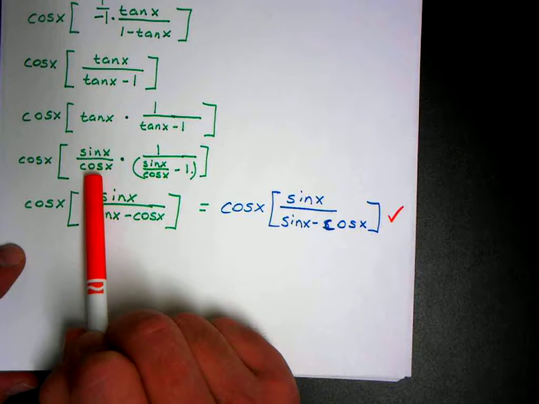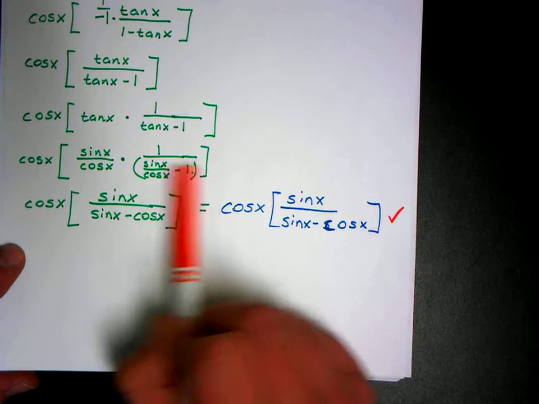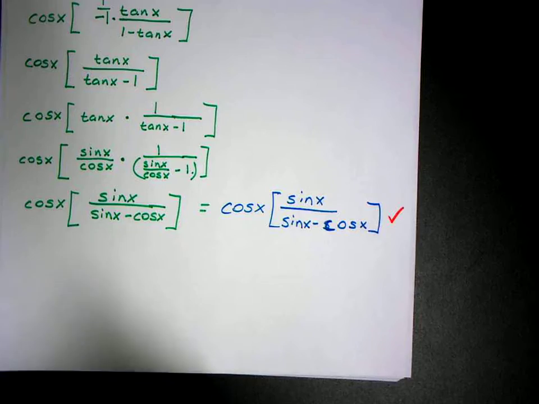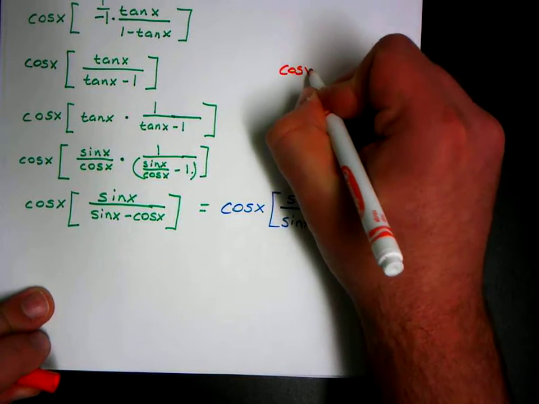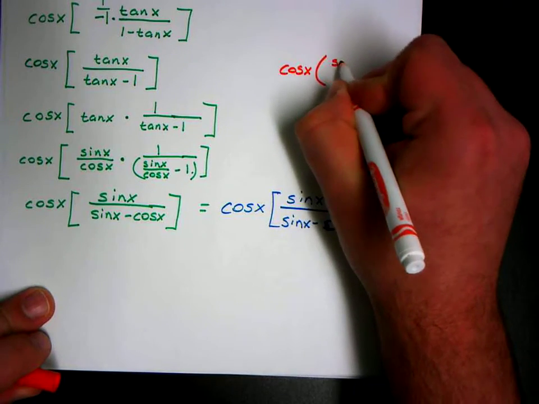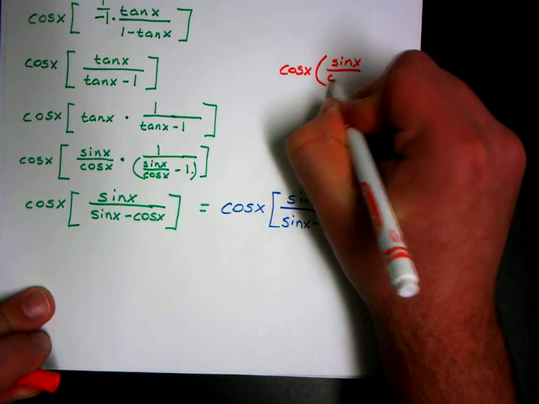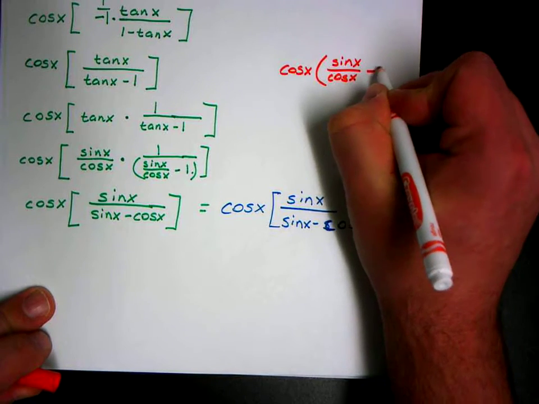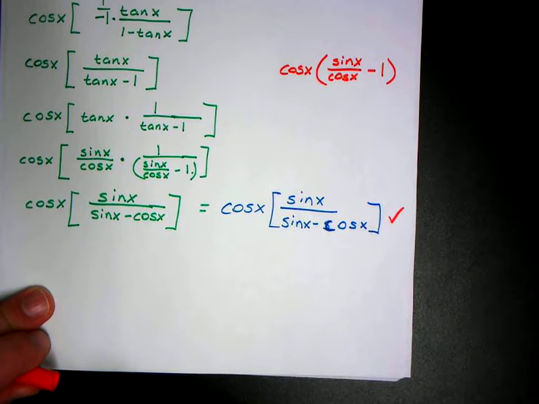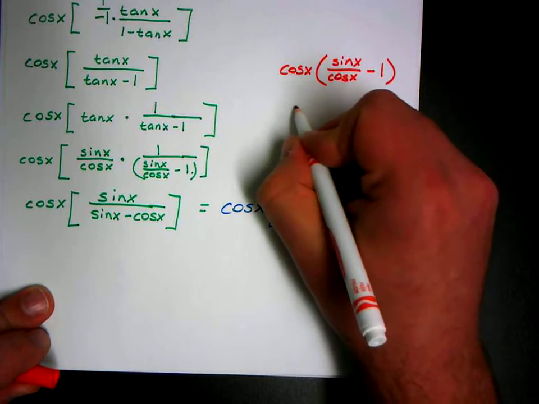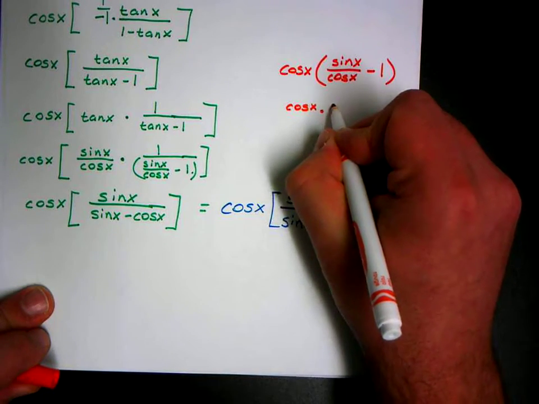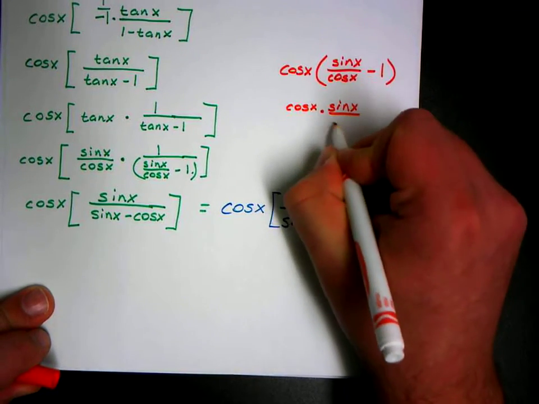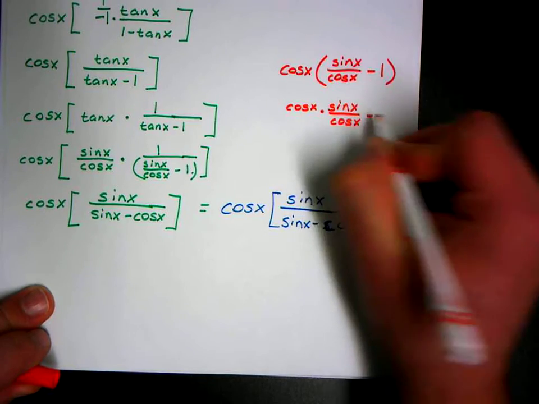So this means in the denominator I have cosine times all of this. So that means I'm going to distribute that. So I have cosine of x times sine of x over cosine of x minus 1. I'm going to distribute that. So whenever I take this times this, they cancel out.